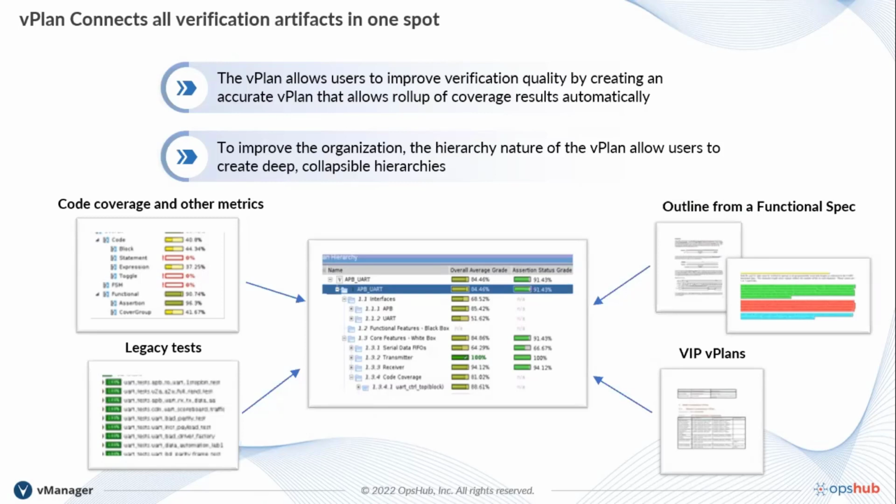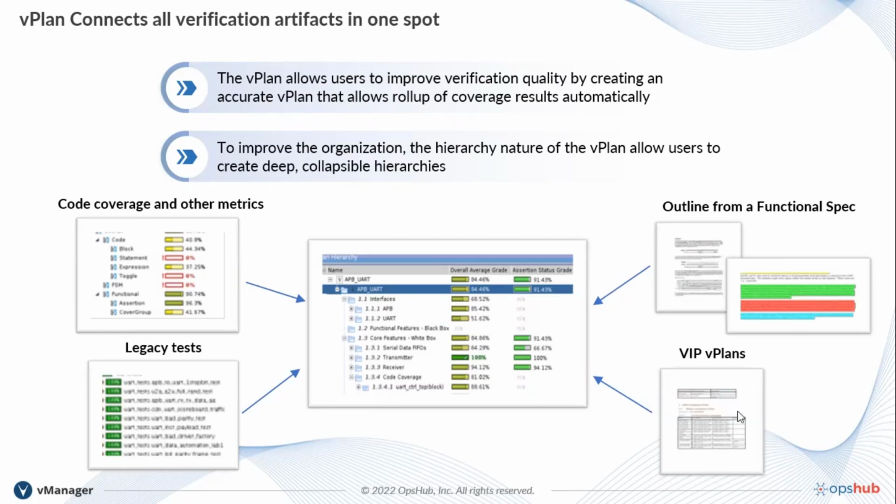So Vplan, as you can see here in the middle, is an example of our Vplan. It has roll-up coverage results, automatically, from all the different engines, as I mentioned before, to improve your overall verification quality. Also, the nature of the Vplan is hierarchical, as you can see here. So you can look at it at the top level or deep dive into the lower levels and get the verification definition at every level. You can see here on the right-hand side the specs that I mentioned, which can be annotated back to the vPlan.